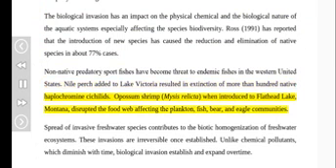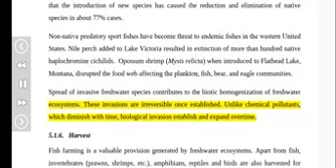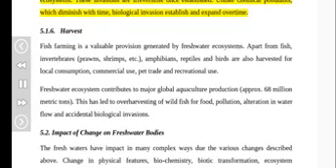Opossum shrimp Mysis relicta, when introduced to Flathead Lake, Montana, disrupted the food web affecting the plankton, fish, bear, and eagle communities. Spread of invasive freshwater species contributes to the biotic homogenization of freshwater ecosystems. These invasions are irreversible once established. Unlike chemical pollutants, which diminish with time, biological invasions establish and expand over time.